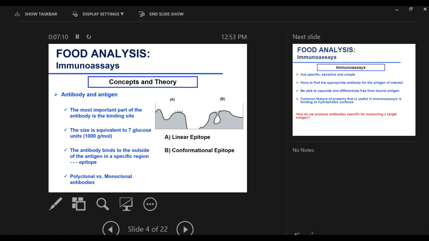How do we form monoclonal? Can you say that 10 times in a row? Monoclonal.